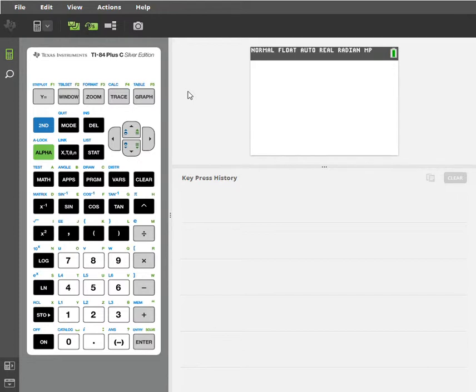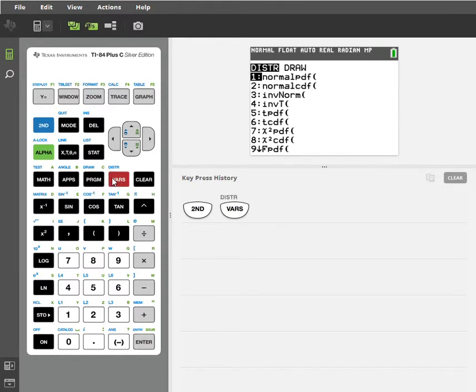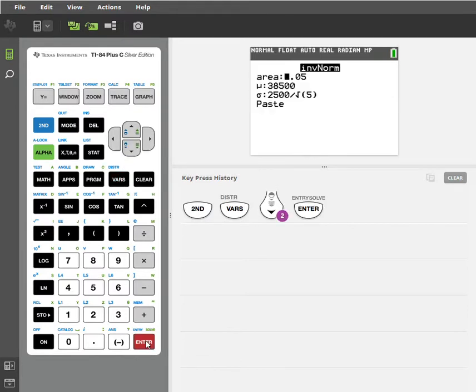So we are going to go back to our distributions button. Second vars takes us to our distributions because we're dealing with a normal distribution. However, we are not finding a probability now. We are finding a percentile. A percentile is a data value that gives us a certain probability. So that is the inverse norm. Go ahead and go down to inverse norm.